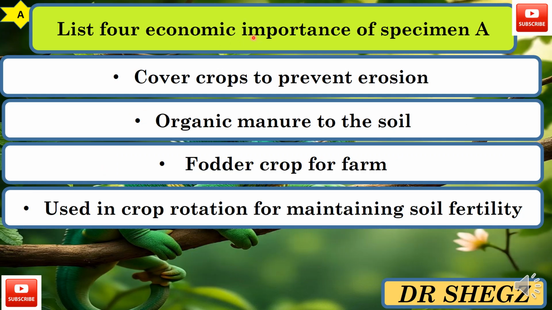For economic importance of specimen A: cover crops to prevent erosion, organic manure to the soil, fodder crop for farm animals, and of course used in crop rotation for maintaining soil fertility.